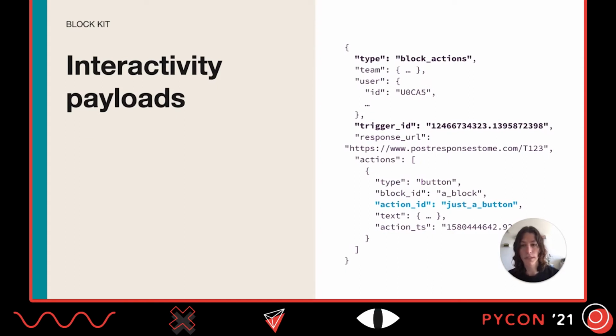You have the type of action, block actions here. You see the action ID at the bottom, as well as the trigger ID. And the trigger ID is used to show user intent and can be used to open modals later on. In terms of handling interactivity, Bolt has a concept of listeners that make it easier to just plug in that action ID and then run the defined function you create.